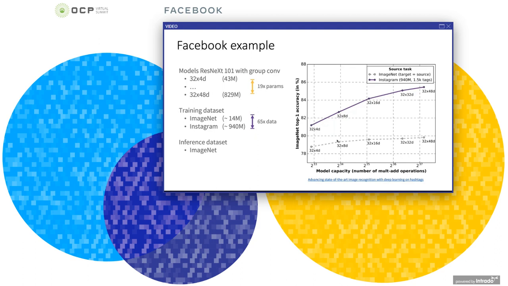On the other hand, if we take a different data set for training, we take a data set of Instagram images, which is about 65 times larger, train the same model on it, and then perform inference on ImageNet dataset, we will see that the model will follow the purple line. So by using more data to train, we'll improve model performance, and it will continue to improve as the model becomes larger and larger.